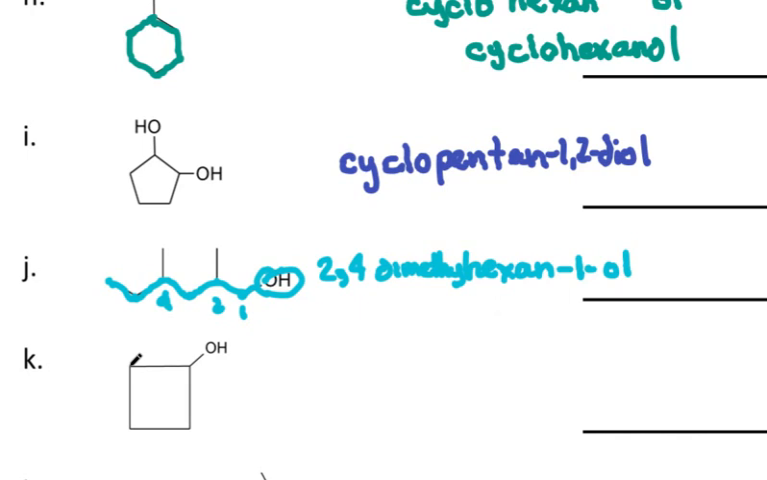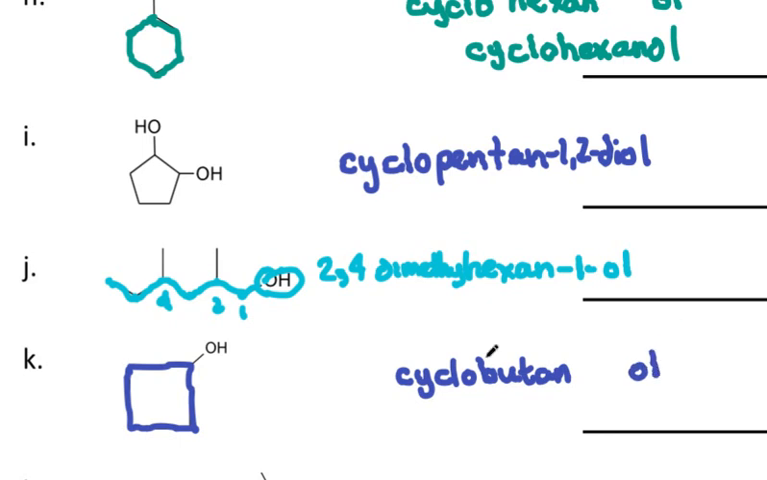And another ring. This is 4 carbons. 4 carbons is butane, so when they're in a ring, it's cyclobutane. But instead of writing the E ending, I'm going to write cyclobutanol. And there's only one hydroxyl group, so automatically it's on carbon number 1, so no need for a number, just cyclobutanol.